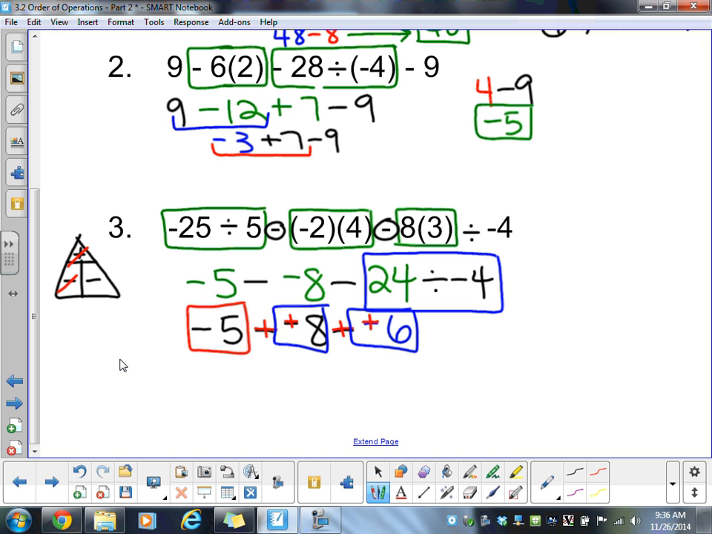So if I put my positives together, I have 8 and 6 positives, which is 14 positives, and I have 5 negatives. So what I have left to figure out is 14 minus 5. And 14 minus 5 is 9. So our final answer for the third example is 9. Again, make sure you check with your calculator, but make sure you're also typing things in correctly so that you're checking it correctly.